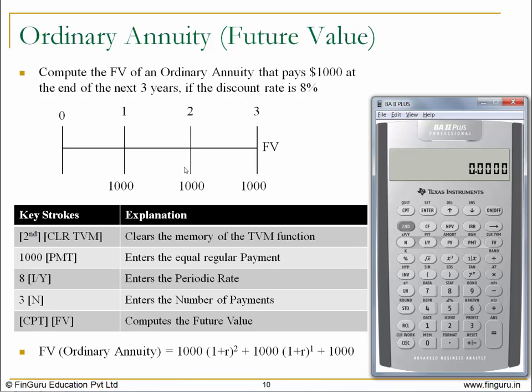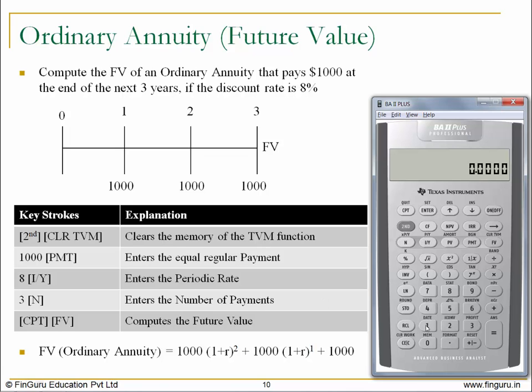What if I wanted to calculate the future value of an ordinary annuity that pays the $1,000 at the end of 3 years if the discount rate is 8%? This question is represented in the timeline as follows, where the $1,000 is being paid at the end of first, second, and the third year, and I would like to calculate the future value also at the end of the third year itself. The way to do that on the calculator would be, we would say, second, clear TVM, to of course clear the TVM function on the calculator.